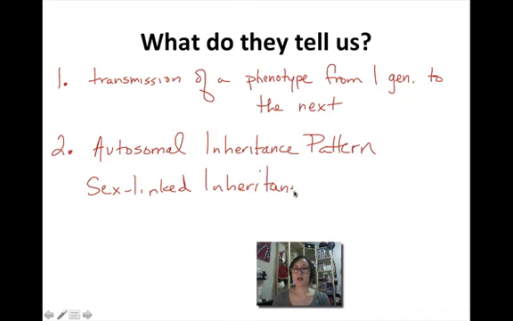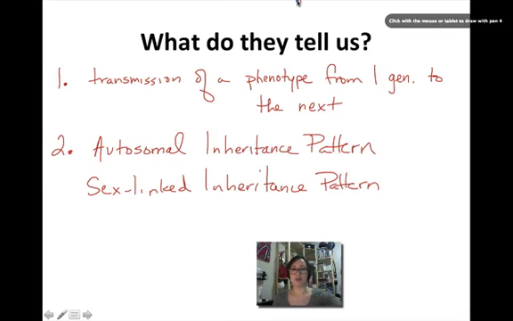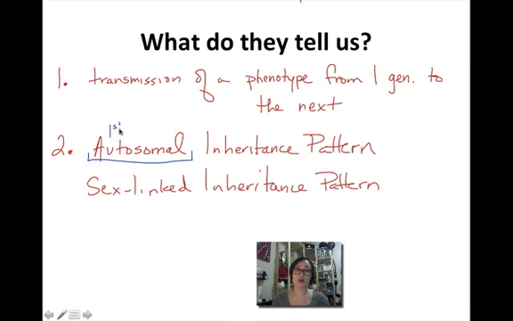Now let's talk about these two patterns really quickly because those words can be kind of confusing. If we're talking about an autosomal inheritance pattern, we're talking about the transmission of a phenotype that is linked to a gene found on the first 22 chromosomes. So an autosomal inheritance pattern could be simple Mendelian genetics, it could be incomplete dominance, codominance, multiple alleles, or it could be polygenic inheritance.